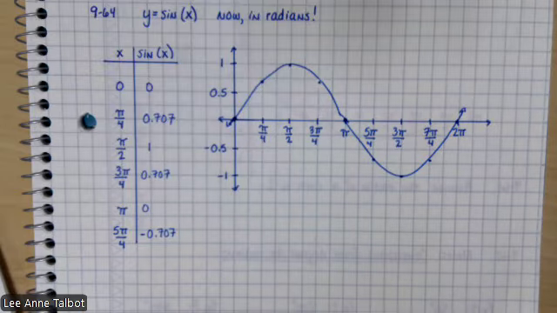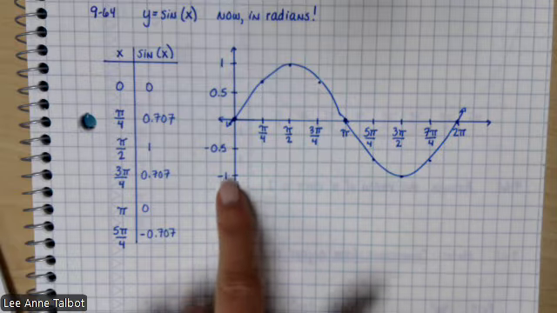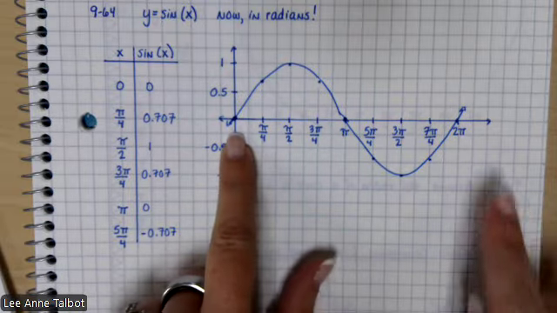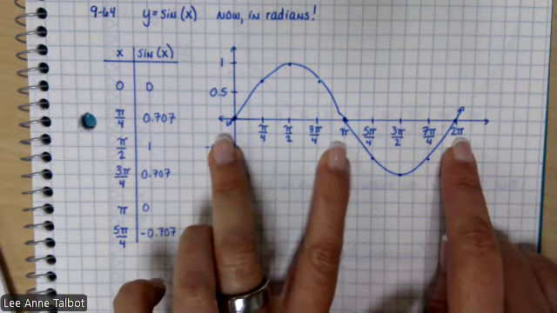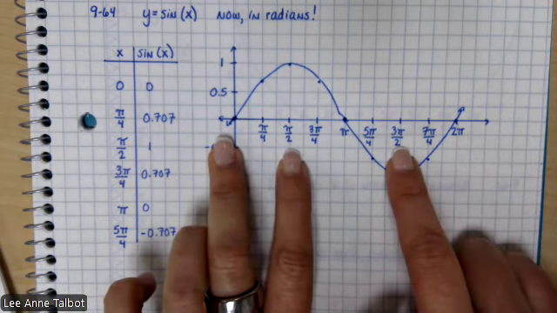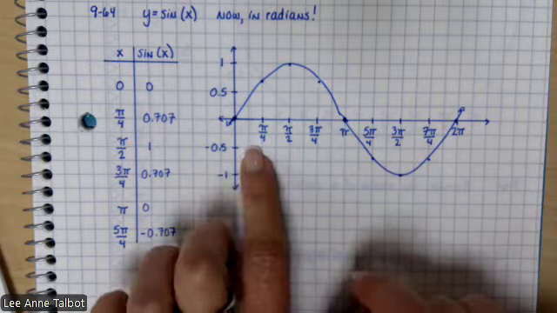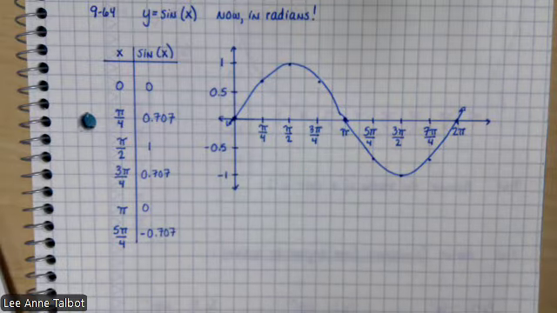Okay, did my sine wave change at all? Did the heights change, the values? No, it's just the labels on the x-axis. This is 0. This is 360. This is 180, 90, 270, 45. Same exact thing, just different labels.